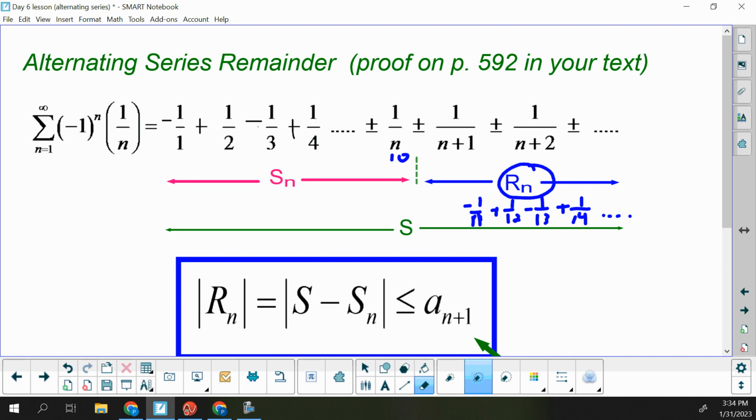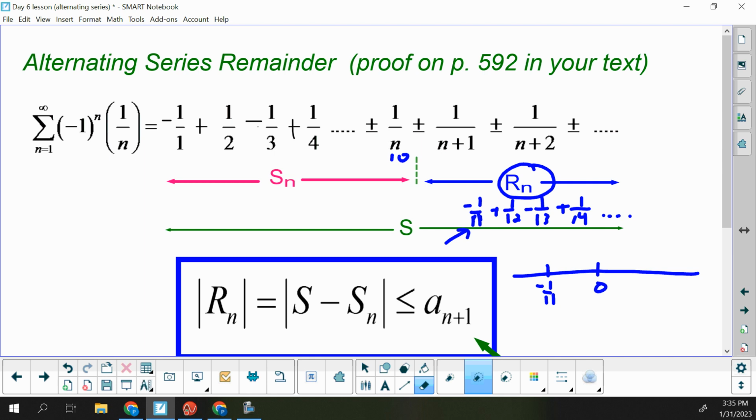Well, what happens here? Let's say you start with negative 1 over 11. And I'm just going to draw a number line to help us visualize this. So let's say negative 1/11th is here. And we're just focusing on the remainder terms. So that first remainder term is negative 1/11th.